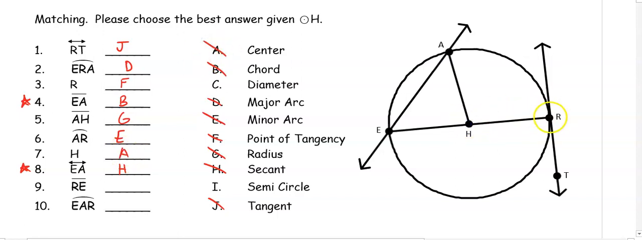RE goes from one side of the circle to the other, and it also goes through the center, so that is a diameter. And then our last part is EAR. So EAR is an arc that goes this way. It's half a circle, so that would be a semicircle.